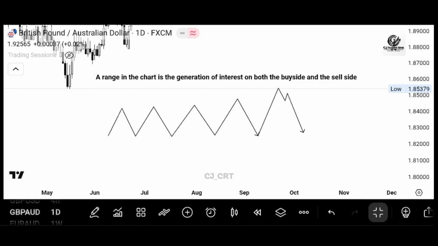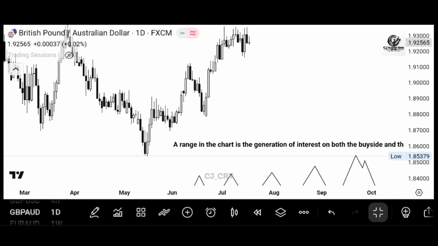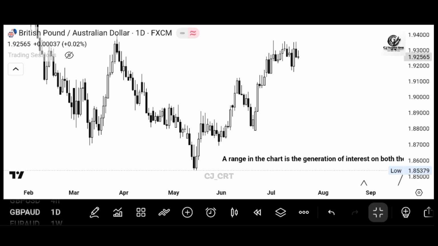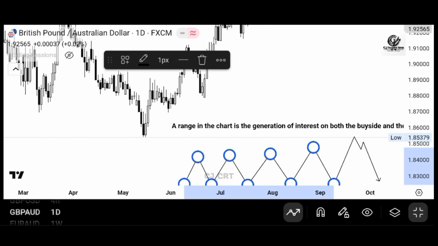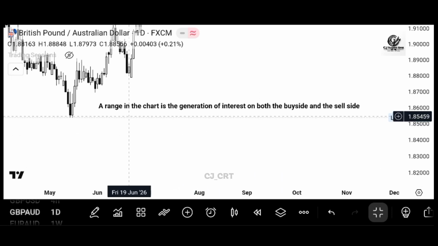I want you to know something. Candles are ranges. If it hits one part of the range, it's likely going to hit the opposing end of the range. So let's go straight into the chart. I hope you maybe can take a screenshot of this.